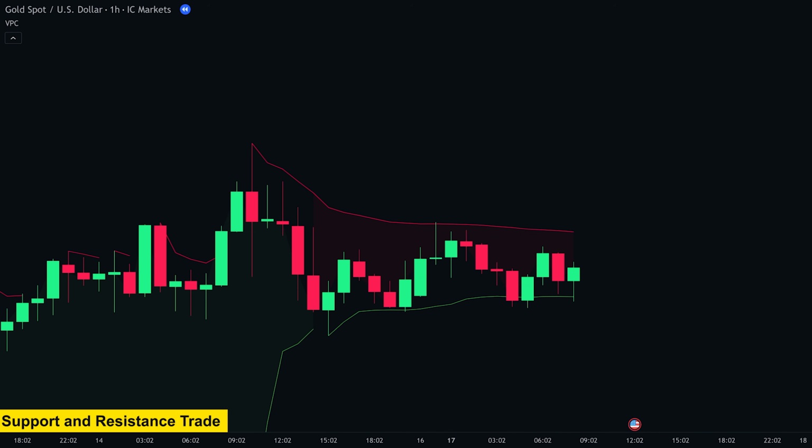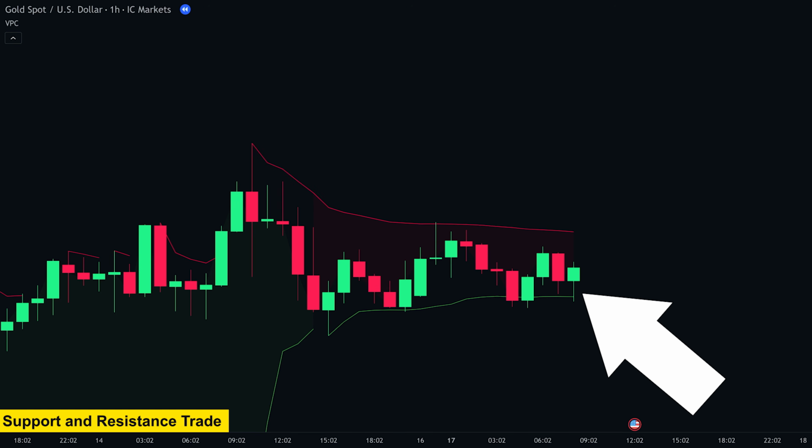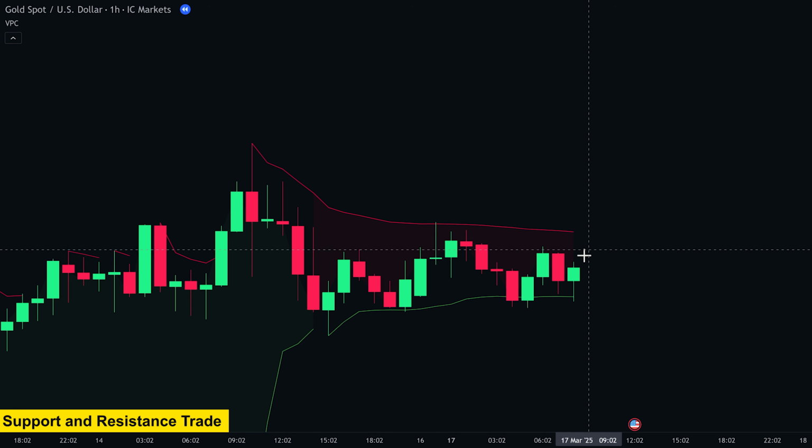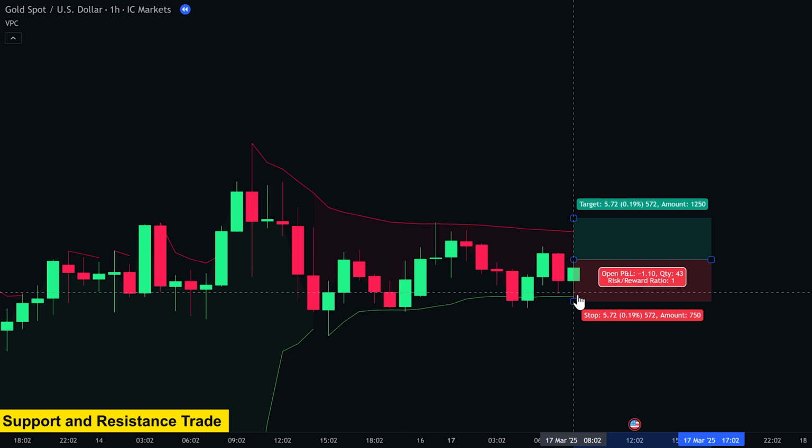The next trade idea we are looking into is the support and resistance, which is also called the range trades idea. For the buy trade setup, when the VWAP channel that we are seeing is flat and tight, all we need to do is to watch for the price reaction at the green VWAP line. If price touches the green VWAP line and creates a rejection candle like this, we can consider entering a buy trade. Set your stop loss just below the lower VWAP line.